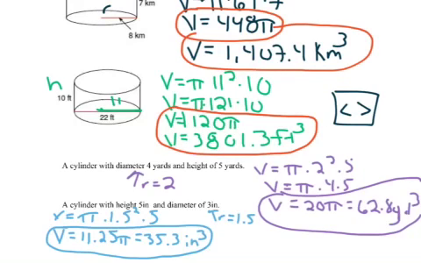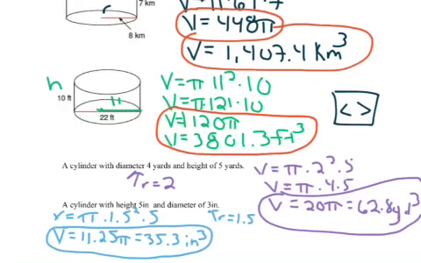So for this one, it gave you the diameter, so make sure you found your radius, which is half of that, so half of 4 is 2. I plugged it into my formula, pi times my radius squared times my height, and I multiplied it out. So I could either have 20 pi as my answer or 62.8 cubic yards.